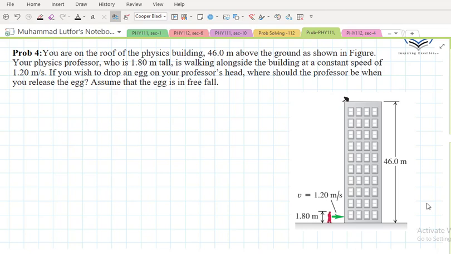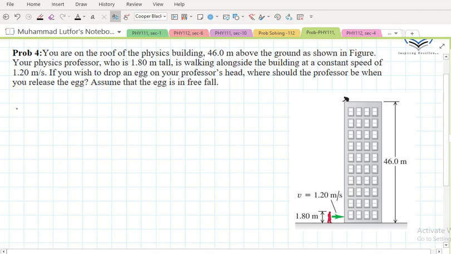If you wish to drop an egg on the professor's head, where should the professor be when you release the egg? So you plan to drop an egg onto the professor's head. What would be your calculation when you drop that egg from the top of this building? Where should the professor be if he moves at a constant velocity of 1.2 meters per second and his height is 1.8 meters? Let's solve that one. I hope it will be very easy for you.